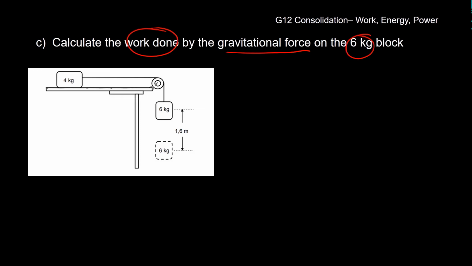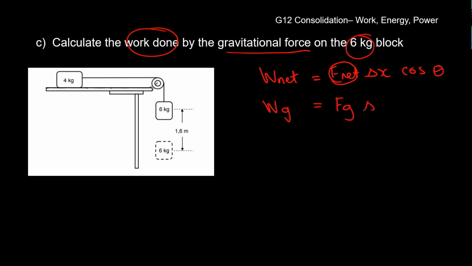Right, so we know that we have this equation. The net work done, because they're asking us about that, is the net force times the distance moved cos of theta. What are we being asked to find? We're being asked to find the work done by gravity, so the gravitational force. And so what will this then change to? It will change to the force of gravity times the distance cos of theta.